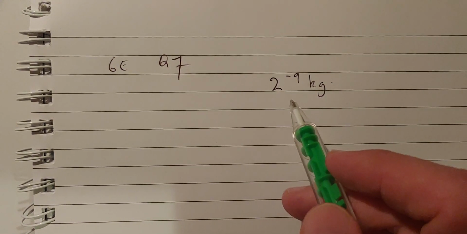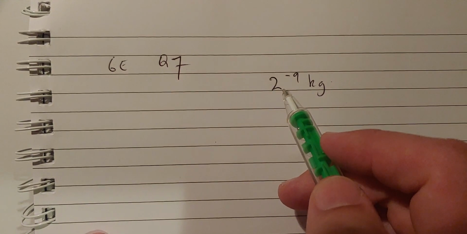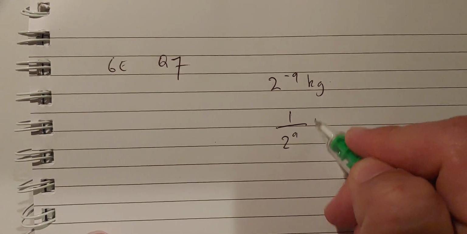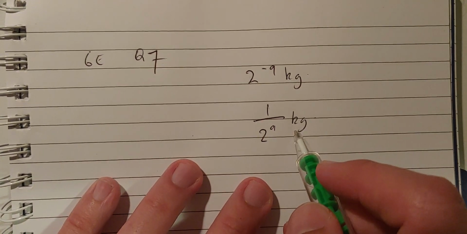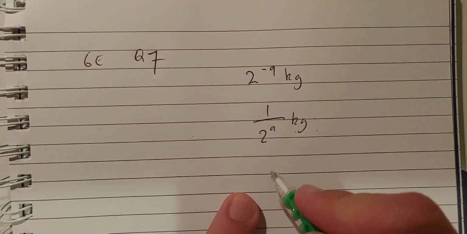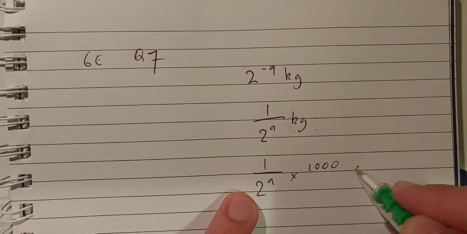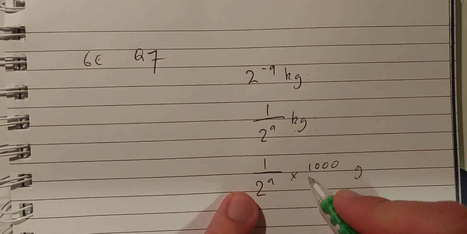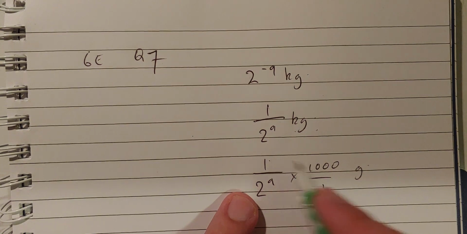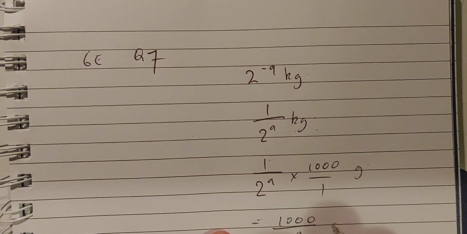So we can first turn this into a positive indice. So this is the same as 1 over 2 to the 9 kilograms. And to convert kilograms into grams, we multiply by 1,000. So to convert this to grams, this would be 1 over 2 to the 9 times 1,000 grams. And we can do that to show that when we multiply a whole number by a fraction, we just multiply the top and the bottom, and it becomes 1,000 over 2 to the 9 grams.